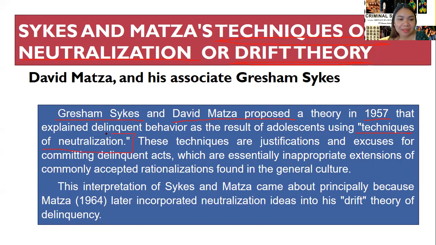Ang rason, ang hambal nila, nga ang tawo nagaobra sang krimen, ang mga ginatawag nga techniques of neutralization. Okay? So ano ang ini nga mga techniques? These are justifications and excuses for committing delinquent acts. Okay? Buot silingon, mga rason, mga justification, nga naga-support nga ang tawo mag-obra sa krimen.